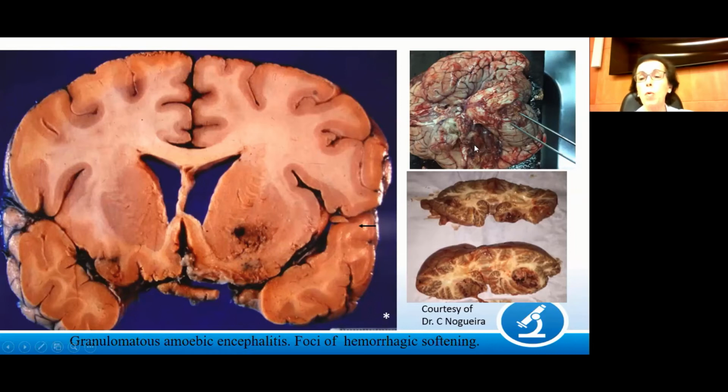And also more recently, I got this example from a colleague, an ex-resident who lives in the northeast of the country. So he sent me these images here of, in fact, several foci of hemorrhagic softening in the cerebellum and here.